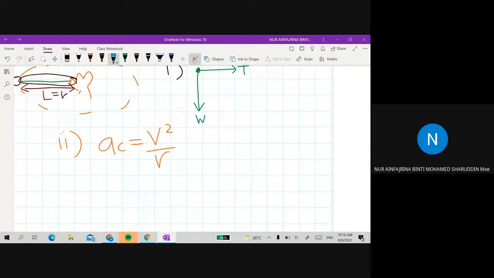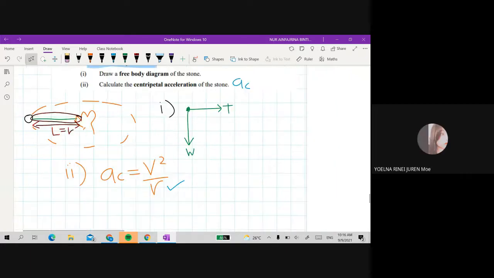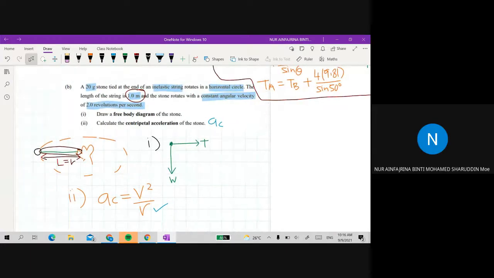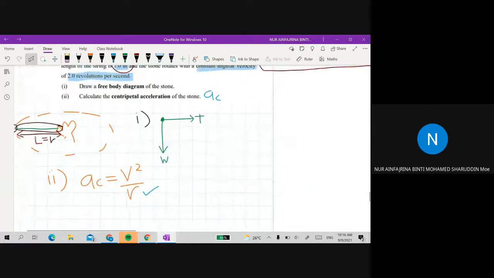Awak ada radius. What about your linear speed? Awak ada ke tak? Tak ada. Boleh cari ke tidak? Boleh. Nak cari pakai formula apa ya? V equals to R omega. Very good. So V equals to R omega.